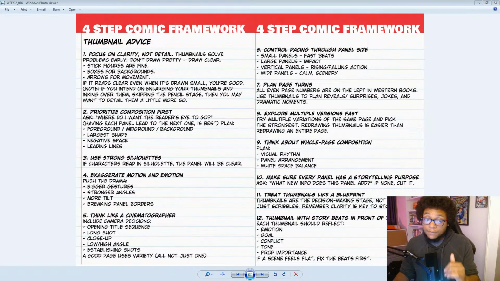However, if you are just trying to make sure that your thumbnails are readable and easy to understand, then you could just do stick figures. Whatever works best for you. But having a good, strong silhouette allows you to know, okay, this stick figure has this hat, and I know that the main character has this hat. That's a good, strong silhouette for you to recognize. And then whenever you draw your pencils, you'll know, okay, this is that character, this is this character, this is what I need to do. So, just food for thought. This is just another example.